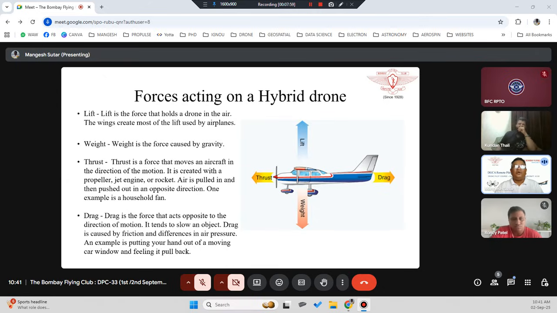It tends to slow an object. Drag is caused by friction and differences in air pressure. For example, if you put a hand outside when you are driving, you will feel the air pressure, right? But if you tilt it a little bit, you will see your hand start going up. But if you tilt more and make it completely horizontal, sideways, what will happen? It will not go up, but it will go back. You feel it pull back.